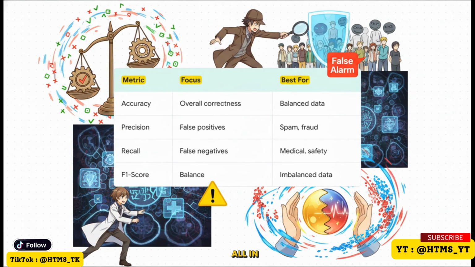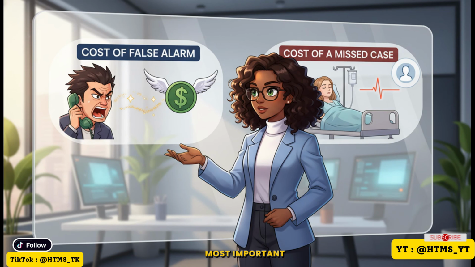So here it is, all in one place. Accuracy is fine for balanced data sets, where the stakes are low. Precision is your go-to when a false alarm would be a huge pain, like in spam or fraud detection. Recall is non-negotiable when missing something would be dangerous, like in medicine or security. And the F1 score? That's your best friend when you need a smart balance between the two, especially with imbalanced data. And this is the most important part.